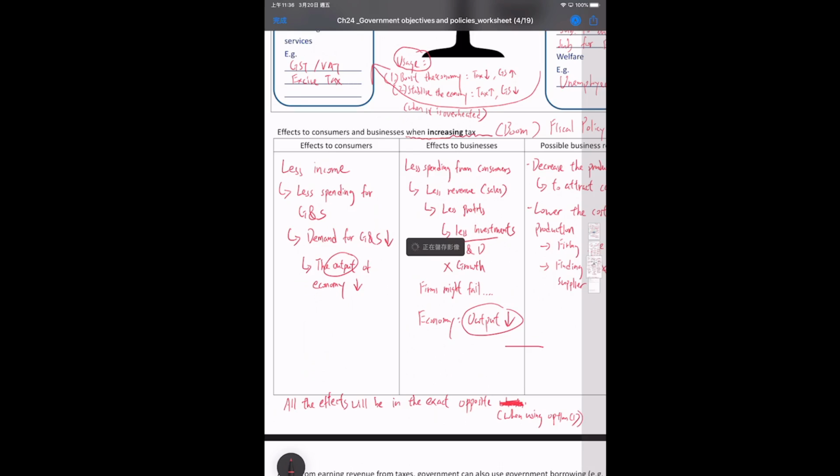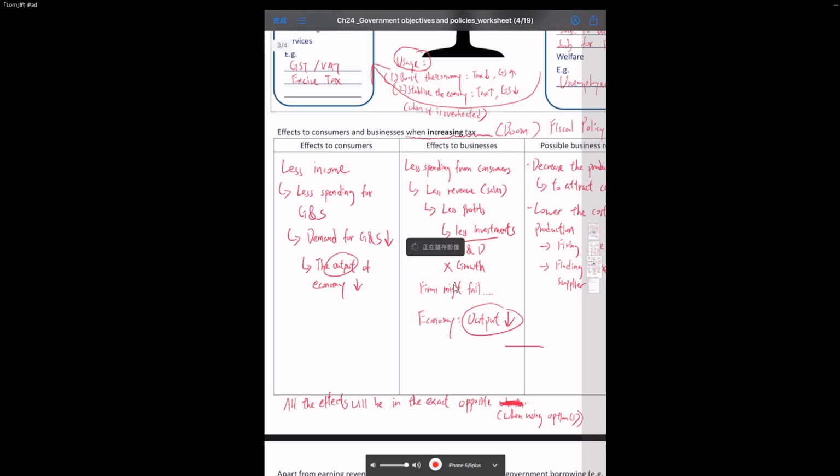So that's why I'm not going to talk about the effects to the consumers and the businesses when we are using fiscal policy option 1, when we are trying to boost the economy, because they are going to be the exact opposite.